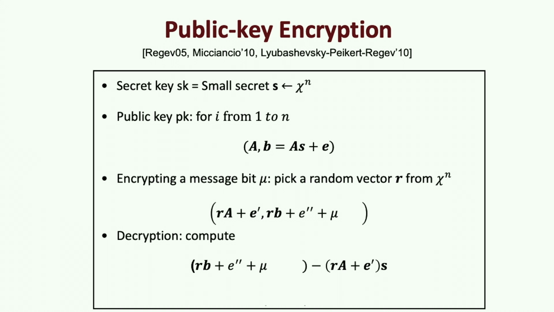My public key is now not A times S, but noisy A times S, so A times S plus E, again mod Q. When I encrypt a message, I don't compute R times A, I actually compute R times A plus an error; just add error to the ciphertext. And what happens when you decrypt? You do exactly the same thing. You take the second component of the ciphertext minus the first component times S. That's what I expect, right? So what happens here?